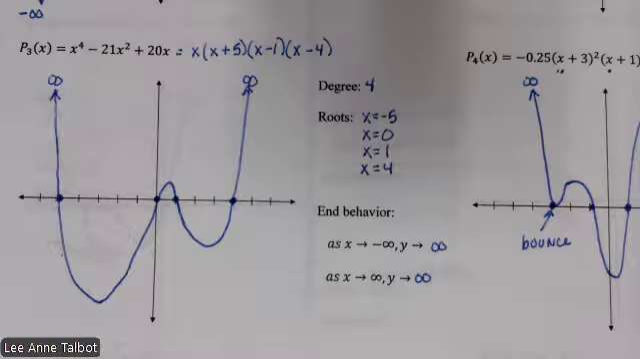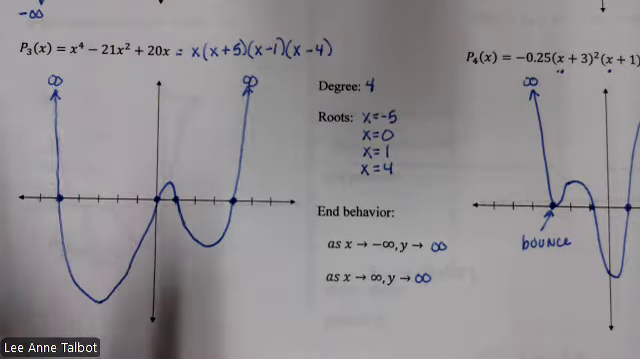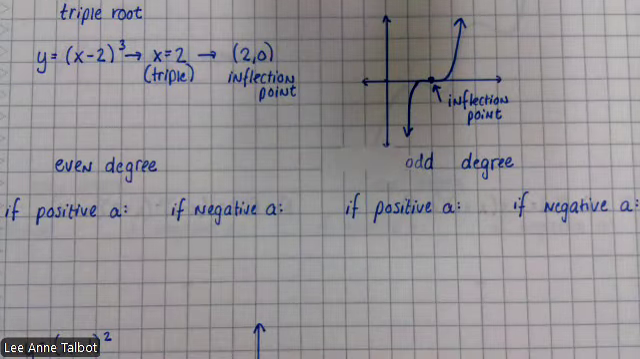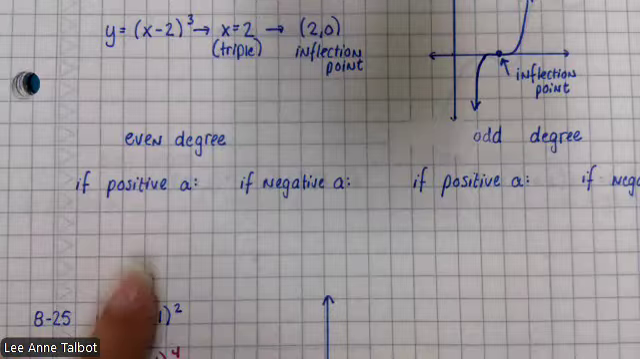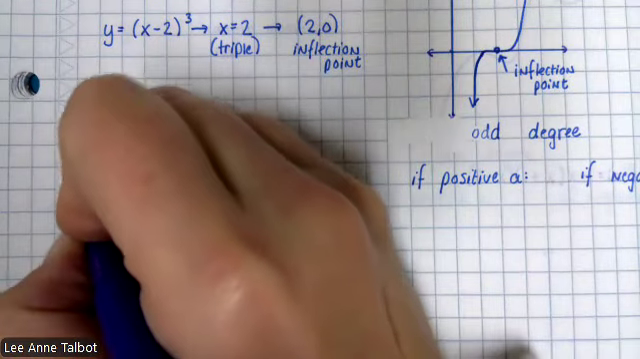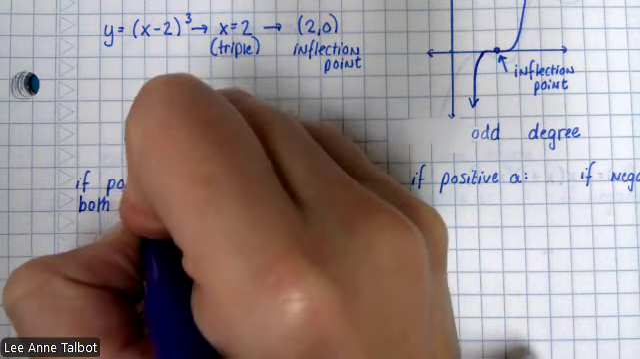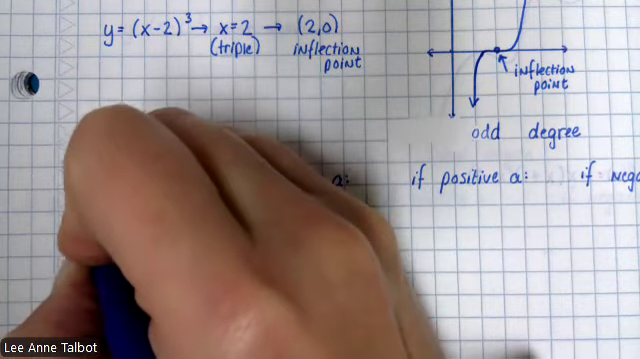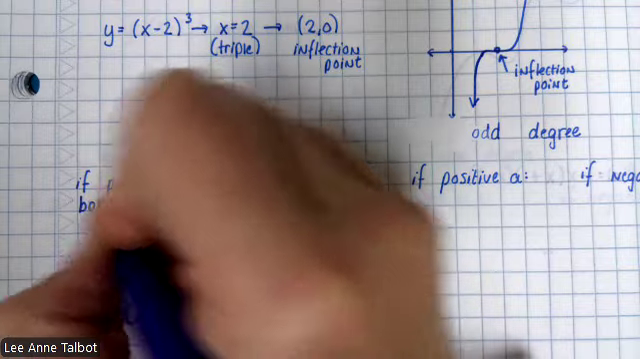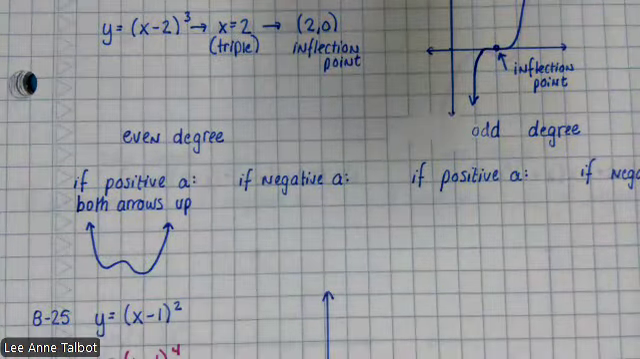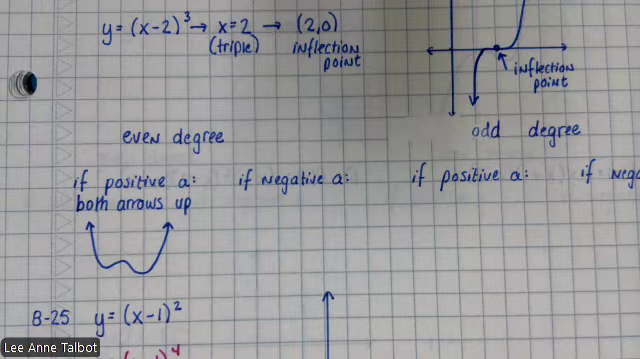So all even degree polynomials, if they have a positive A value, they're up and up just like a parabola. It's just that they're going to have bouncies in the middle, and we don't really care about that. We care about the general shape. So if you have an even degree and a positive A, both arrows will go up, and it'll look something like this. The amount of bouncies in the middle doesn't matter. We're just talking about how you start the general shape.